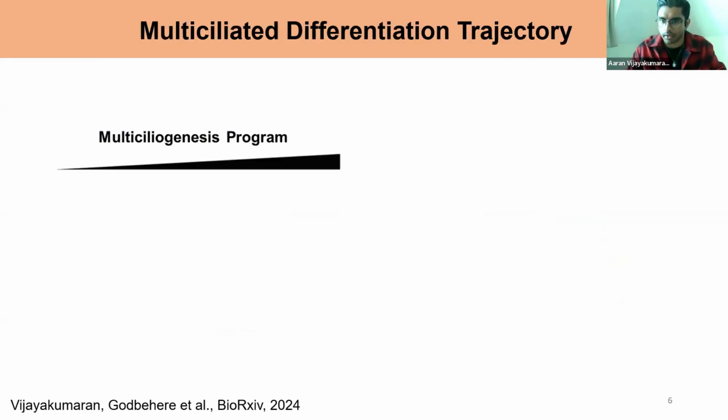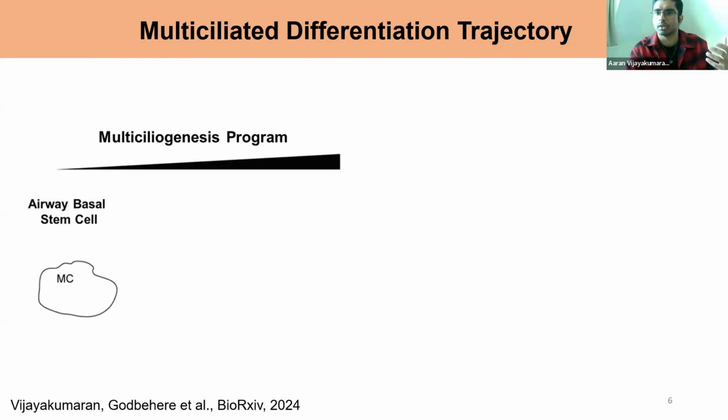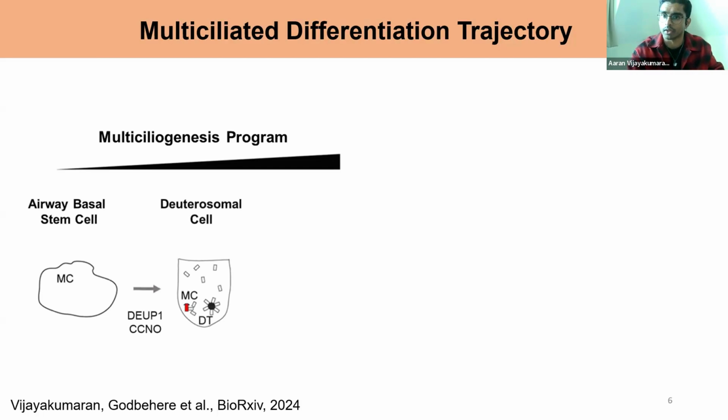Now, for the preprint paper that I will be presenting today, I'm focusing specifically on the differentiation of a basal stem cell to a multiciliated cell. And this process is also known as multiciliogenesis. Now, during this trajectory, basal cells first progress to deuterosomal cells, which is almost an intermediate state between basal stem cells and multiciliated cells. And in this intermediate state, hundreds of basal bodies are generated within the cytoplasm and transported to the plasma membrane for docking.